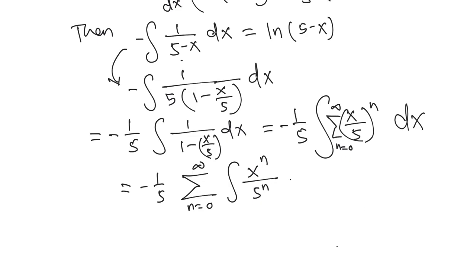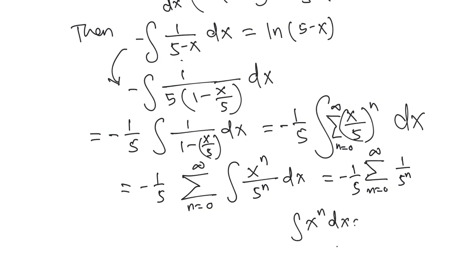5 raised to n can be pulled to the front. This one can be pulled outside of the integral, but not all the way outside. Minus 1 over 5, then sum n from 0 through infinity, 1 over 5^n. We cannot pull it all the way outside because the sum is for n. Now we have the antiderivative of x^n, and that's just the power rule, x^(n+1) over (n+1). When we integrate we get some constant c. Okay, we need to determine the value of c as well. Now pretty much we are there.